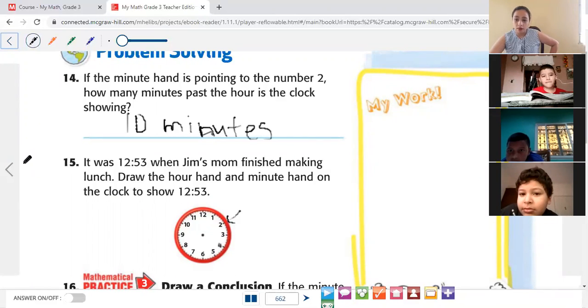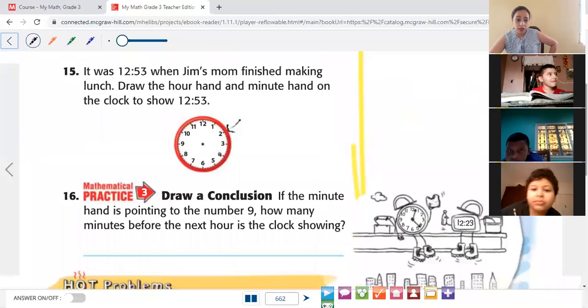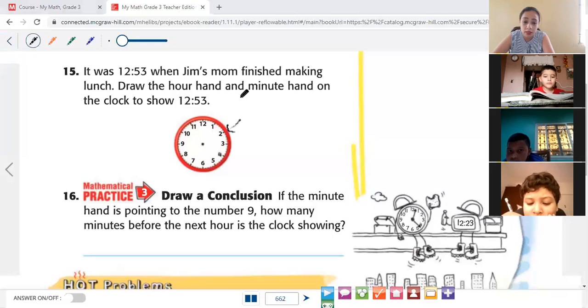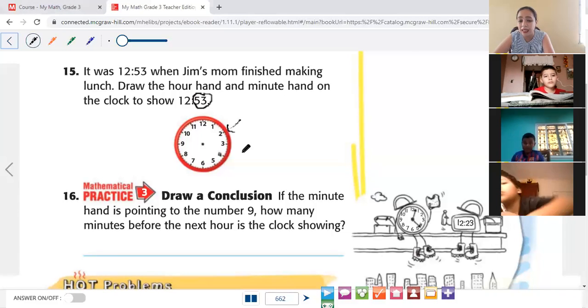Okay, now let's do number 15 together. It was 12:53 when Jim's mom finished making lunch. Draw the hour hand and minute hand on the clock to show 12:53. Now, first we're going to do the long hand. The long hand tells me the minutes, okay? Now, we're going to draw the long hand to show 53 minutes. Where should my long hand be?